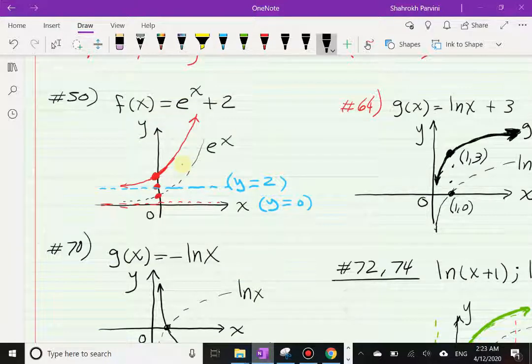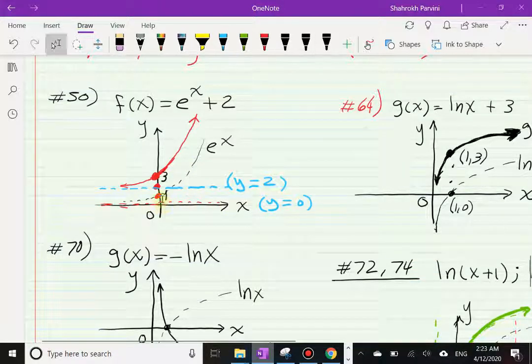Now remember, this point, 1, moves up to 3. Now, the floor that goes with every exponential function, for e to the x, is actually at the x-axis. The floor also moves up 2 units, 1, 2. So the new floor is now at a height of 2. Okay, so this is the graph of e to the x plus 2.